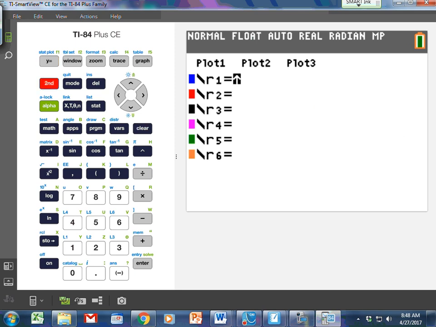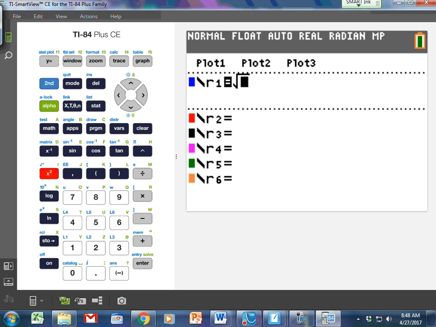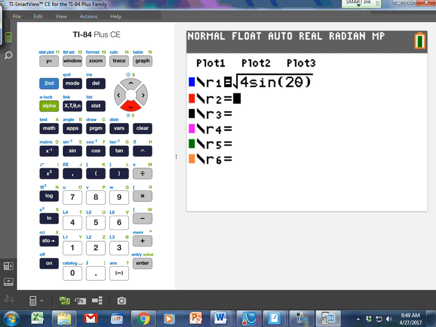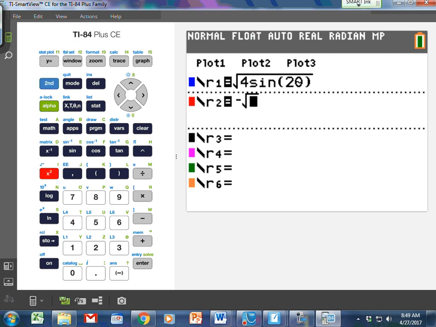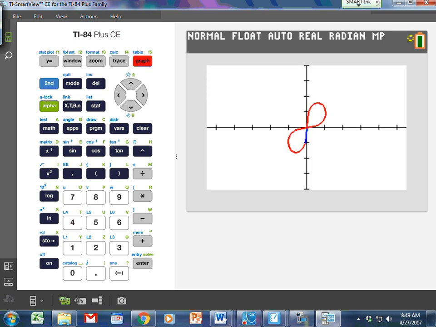So if we square root the function, and the function is 4 sine 2 theta. But when you square root, you know it's plus or minus. So I need to do a negative, same thing. Alright, let's graph this. Did anybody else's do that? Like, did it not close up?